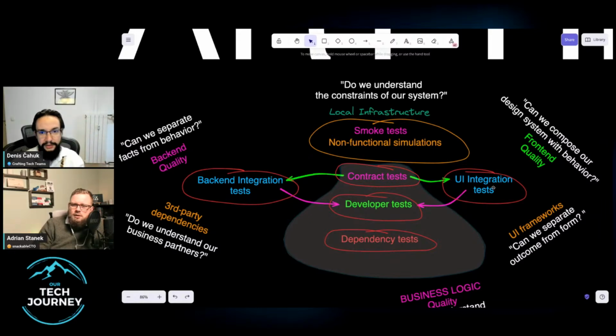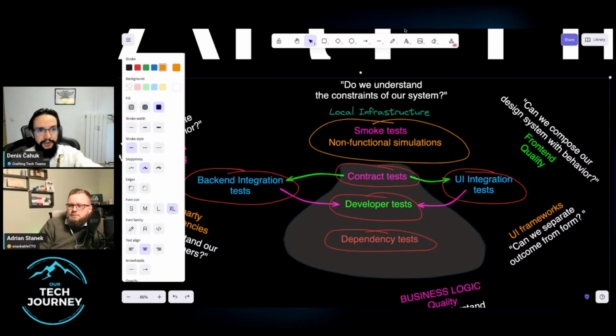You're spot on. Then you have the UI integration tests, which is the kind of tests you and I were writing with Cypress, mounting components and then separating out the React stuff from the business logic stuff from the behavior stuff. Then you have the backend integration tests, which are the equivalent of that, but with a third-party API, which you just described. And then we have the developer tests in the middle.